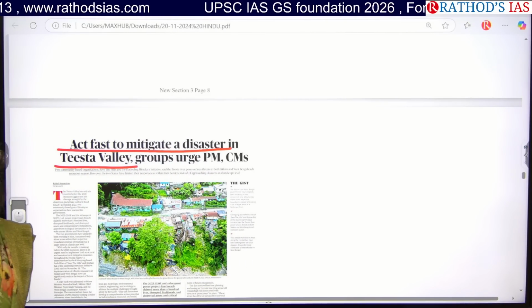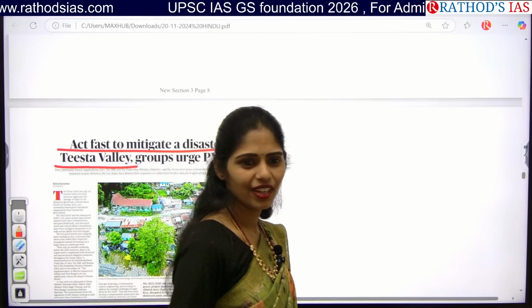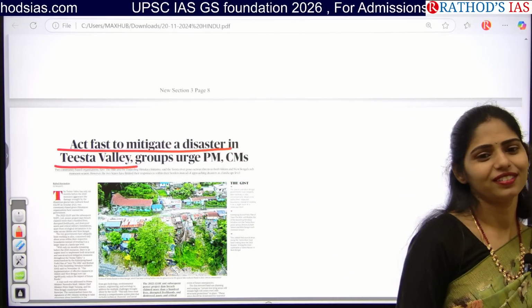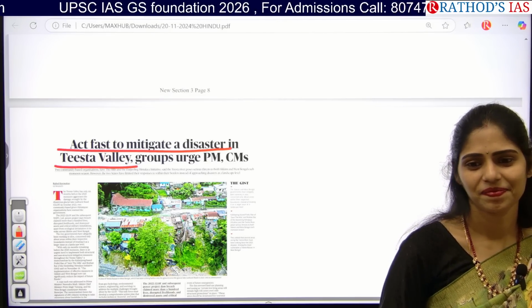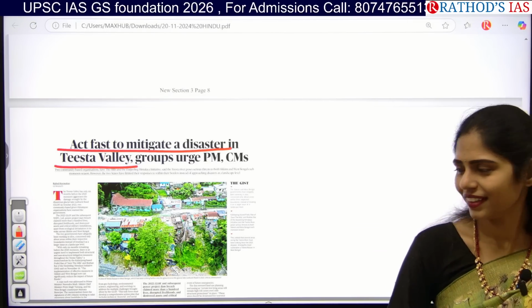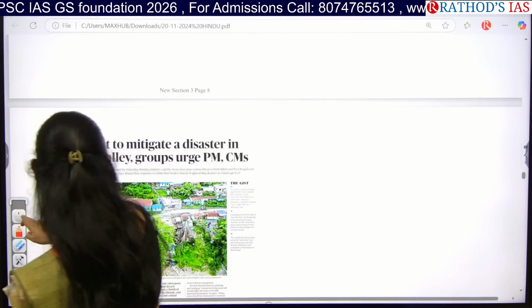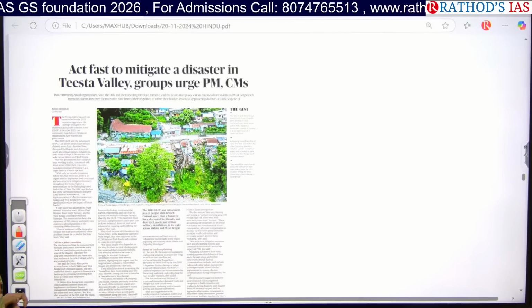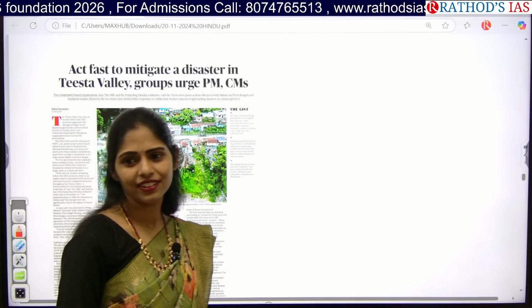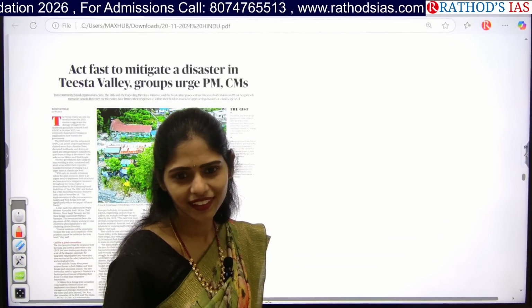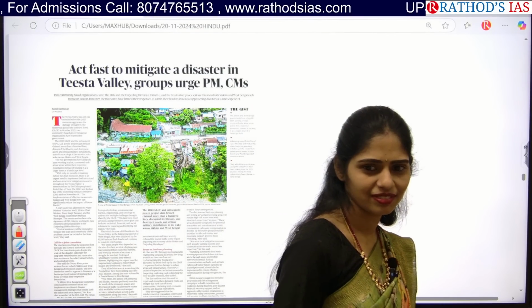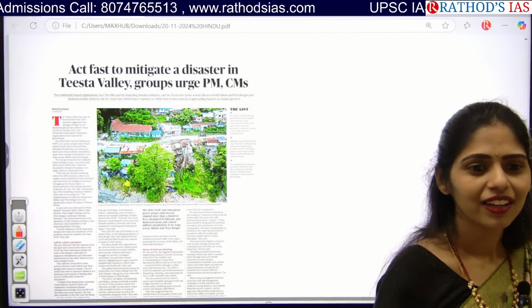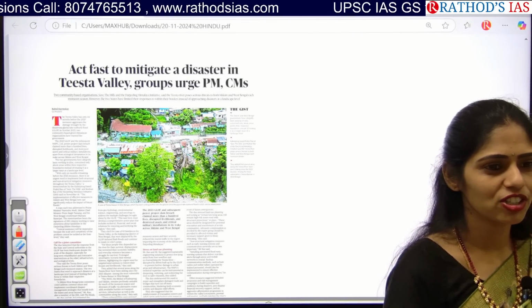So tell me something about this Teesta river, where is it originated? Originated only in the Himalayas. I want the exact place. Sikkim. Next. Okay, tell me, Teesta is a tributary of which river?